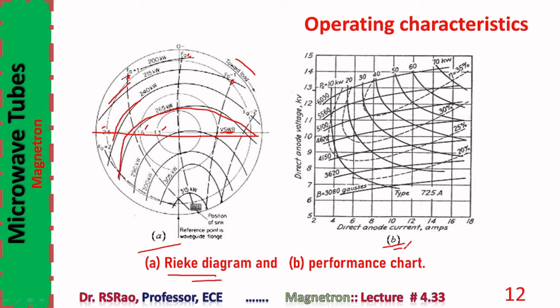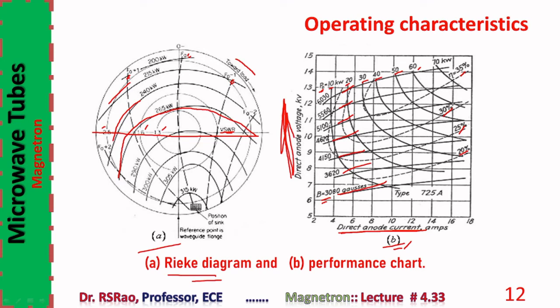In B is shown direct anode current versus direct anode voltage. One can see contours of power: 10 kilowatts, 20 kilowatts, 30, 40, 50, 60. These are all continuous lines. One can also see the flux; these somewhat straight lines are constant flux lines. One can also see contours of constant efficiency, 20%, 25%, 30%, 35%. So one can find three kinds of contours: power contours, flux contours, and efficiency contours.